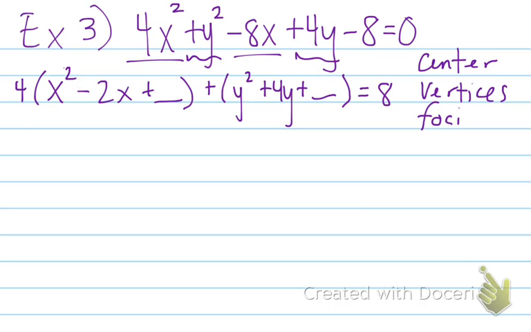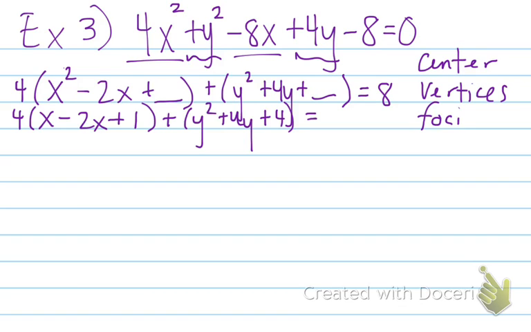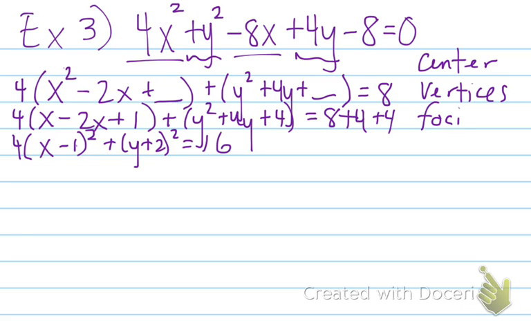If I fill in the blanks, I get 4 times x squared minus 2x plus 2 divided by 2 is 1, squared is 1, plus y squared plus 4y plus 4 divided by 2 is 2, squared is 4. And then if I add those things on the other side, I have 8. This 1 is actually times 4 here, so that's plus 4. And this 4 is not times anything, so that's just plus 4 again. So this is 4 times x minus 1 squared plus y plus 2 squared equals 8 plus 4, that's 16.